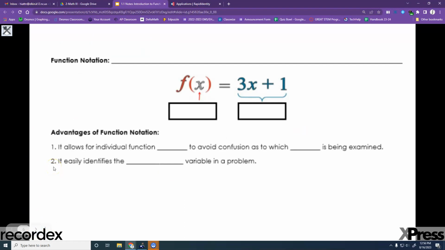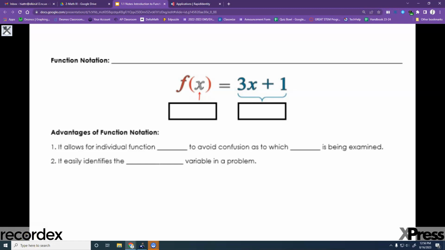All right, let's move on. So function notation is something really important that we're going to use a lot. Sometimes we would just write y equals 3x plus 1, and that works very well. But there are a lot of instances where we maybe have 3 different equations, and we want to call this one f and this one g and this one h. That way we can tell which equation we're talking about.